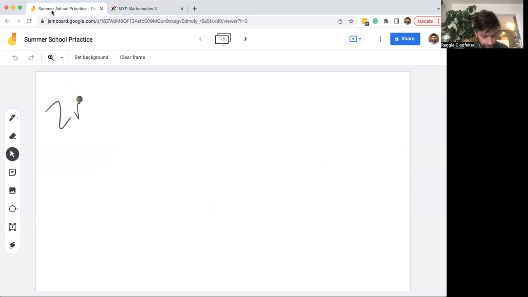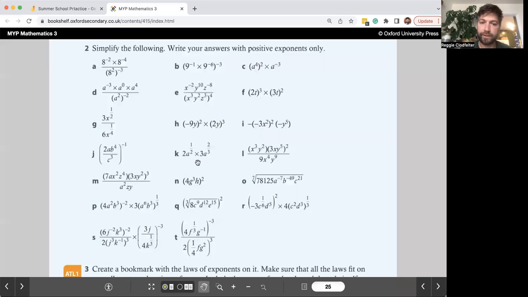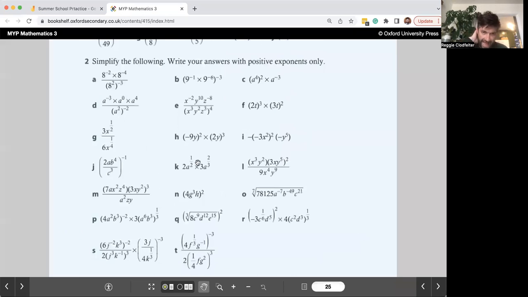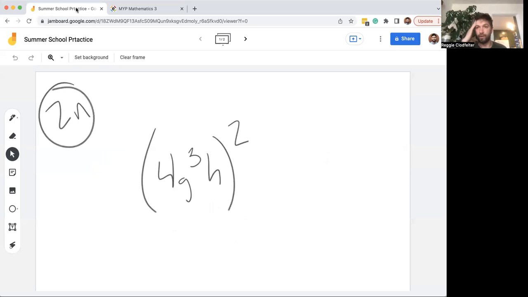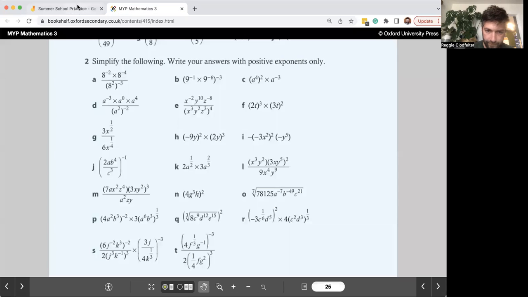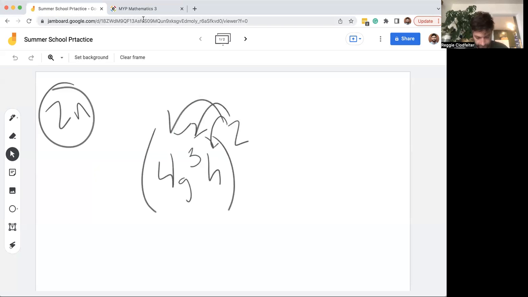Okay, and then the last one for the second to last video, n: 4g cubed h squared, all squared. Okay, this one's a step back to things we've already done. All we need to do is take the 2 and apply it all the way across. Okay, let's make sure I wrote it down right. Yep. Okay, so first I just do 4 squared, 16.